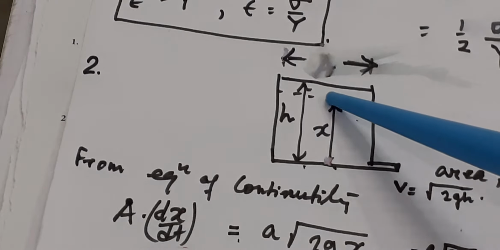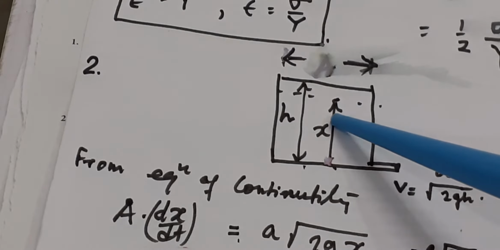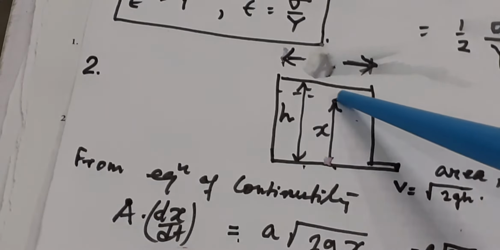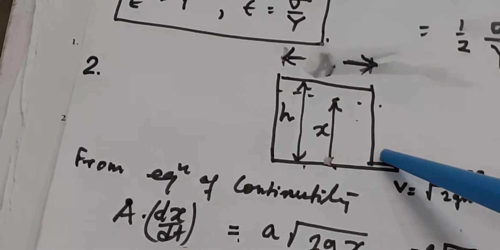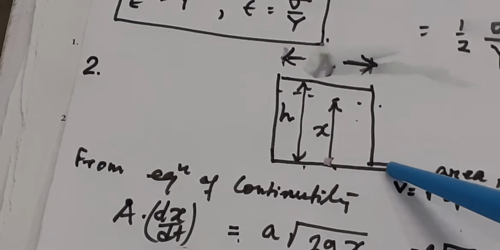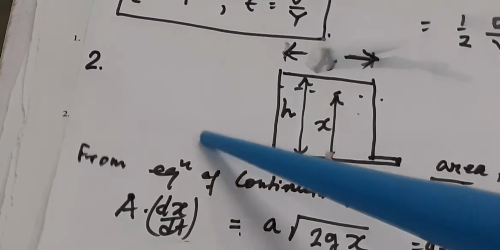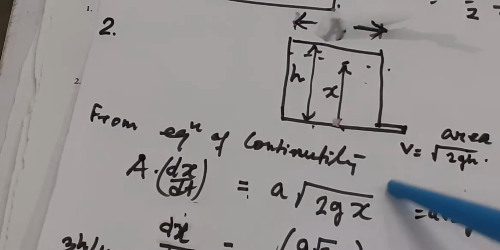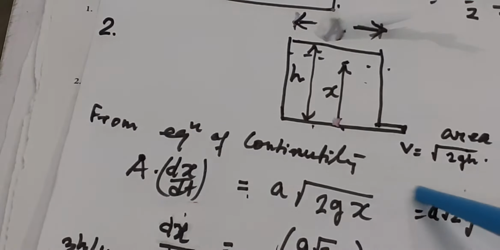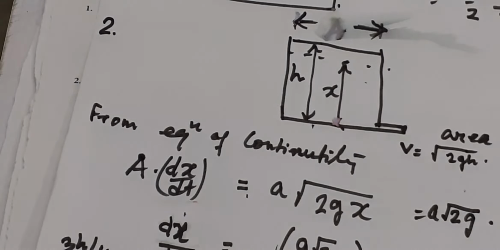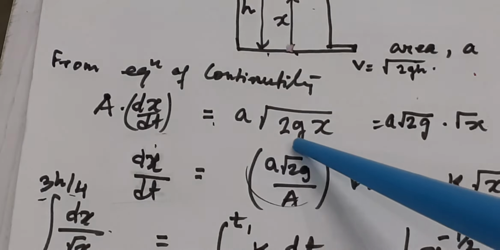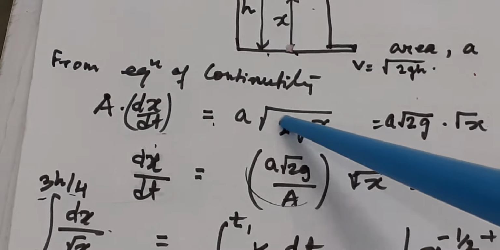Therefore, at this point, the top level liquid will come down with velocity dx by dt. Now we know from the equation of continuity, velocity here into area will give velocity here into area of the liquid which is coming out. That means A into dx by dt, we can write, equals small a, area of the hole, into velocity here, that will be root under 2gx. This relation is important. Now here a is constant, 2g is constant. Now only root under x will be the variable here.